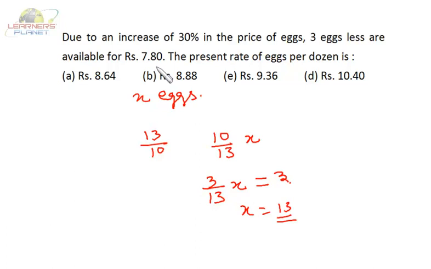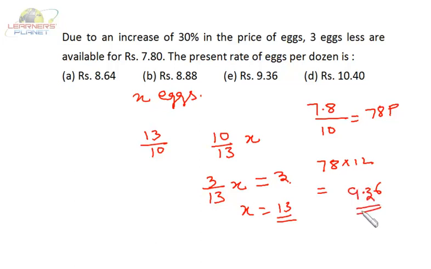So the price per egg is 7.8 by 10, that is 78 paisa. The new price is 78 paisa per piece, and for 12 pieces it is 12 into 78, 9.36 rupees. I hope you are clear, and just see the alternative method also to solve this problem.